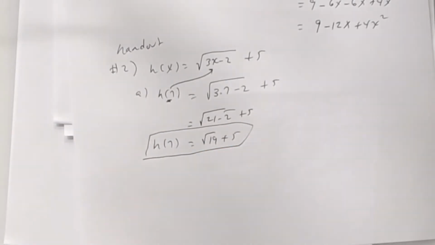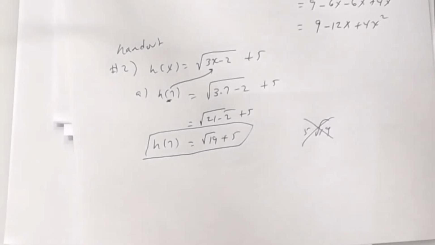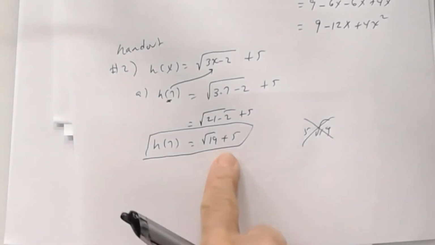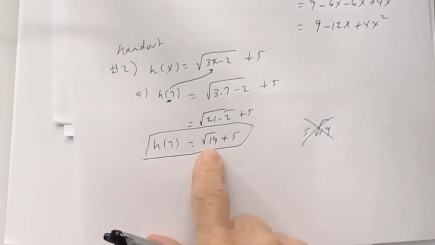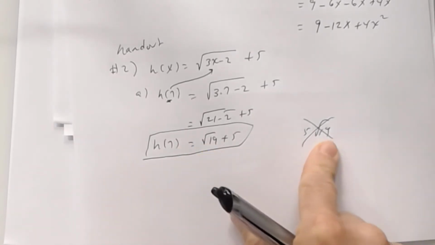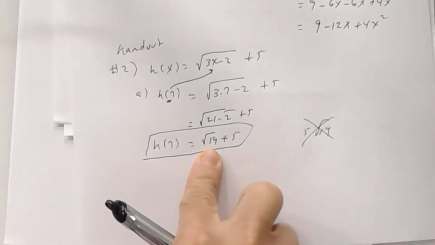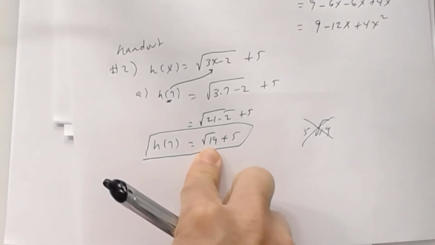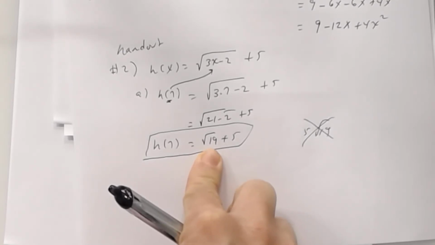Do not say the square root of 19 plus 5 is 5 square root of 19. You know that's not true, right? Because you're adding, you're not multiplying. If this was the square root of 19 times 5, then it would be 5 square root of 19. All right, and don't say 19 plus 5 is 24. You can't do that because that's not 19, that's the square root of 19. If you look at your calculator, the square root of 19 is not 19.